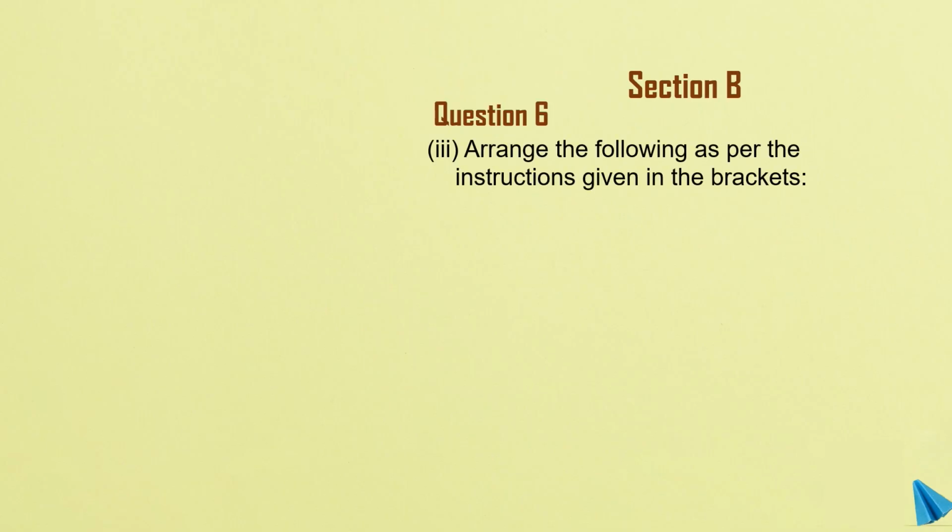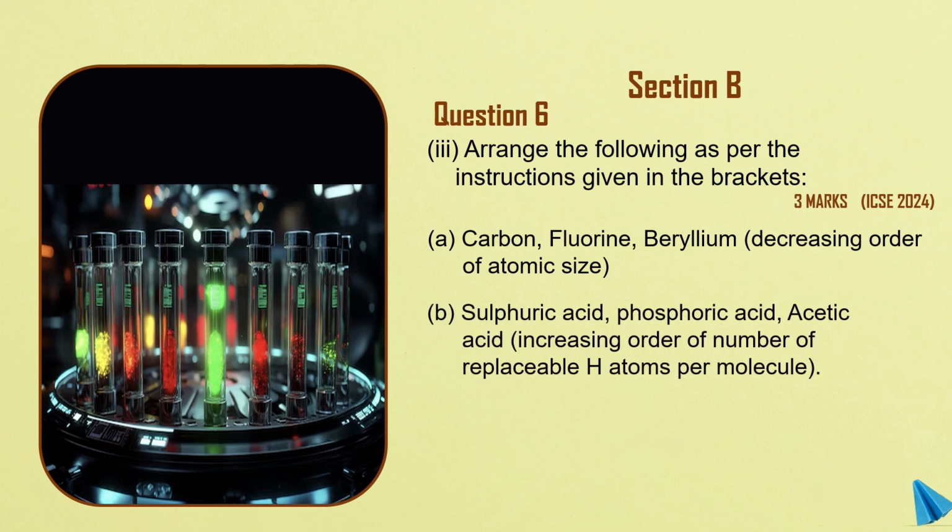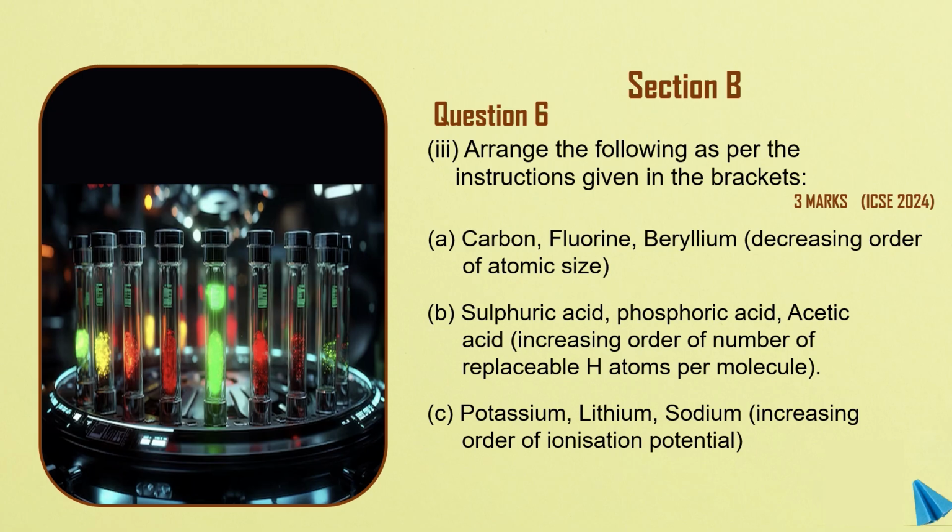The third question says, arrange the following as per the instruction given in the brackets. Carbon, fluorine, beryllium, decreasing order of atomic size. Sulfuric acid, phosphoric acid, acetic acid, increasing order of number of replaceable H atoms per molecule. And the third says potassium, lithium, sodium, increasing order of ionization potential.